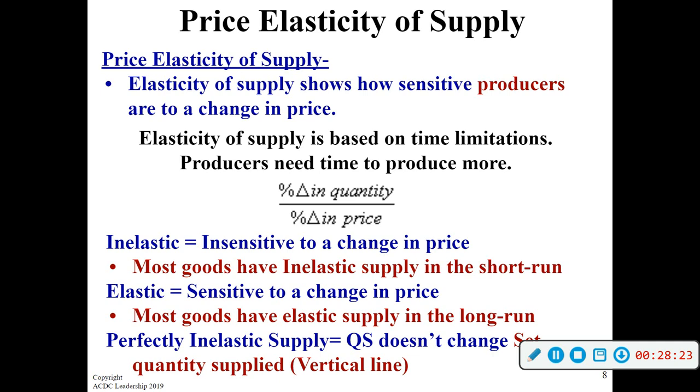Those are terms we'll get to when we get to production costs. But short run means the relatively near future. Long run just means somewhere further down the road. So once again, goods become more elastic over time. The same words for supply and demand. So the more time you have, the more elastic things are. Perfectly inelastic just means the quantity supply is not going to change. That you have a set quantity that is never going to change.